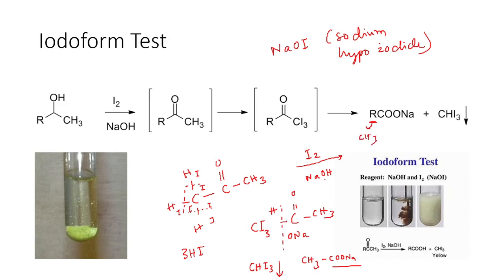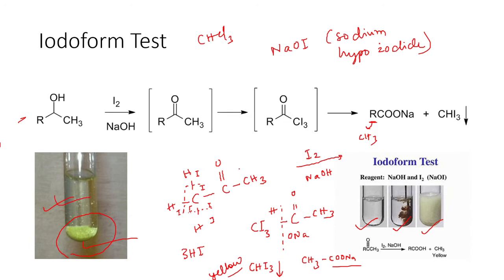Now this CHI3 is a yellow precipitate called iodoform, like CHCl3 was called chloroform. Similarly, CHI3 is called iodoform, and this is a result I have collected from the web as an example of the iodoform reaction. So this is the clear solution in which we are putting iodine, and then this type of reaction takes place, and finally you get this iodoform, this yellow color iodoform.